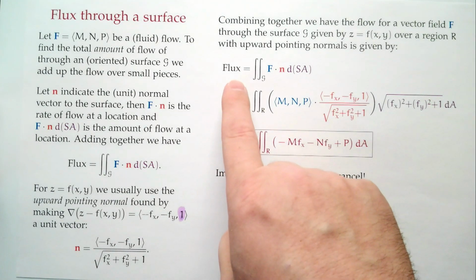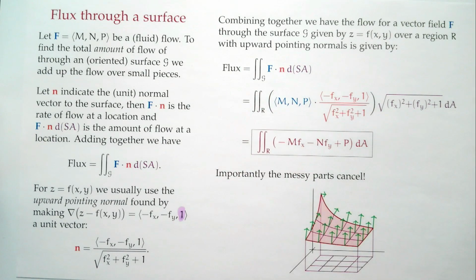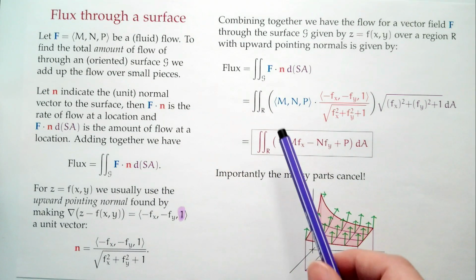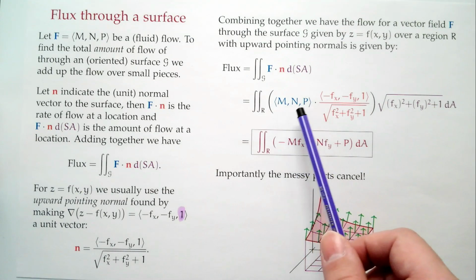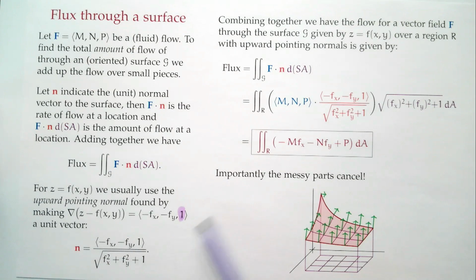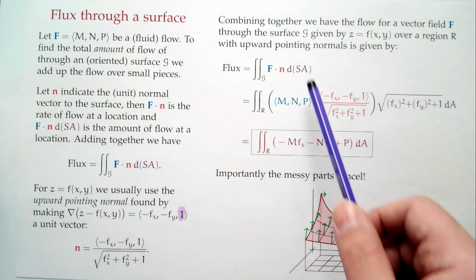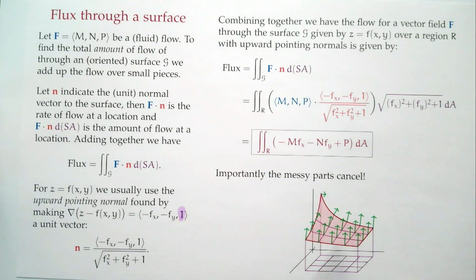We know that the flux is the integral on our surface of F dot n dS. It's right there, we just copied it. And we know how to compute F dot n because F is a vector valued function. It usually has 3 components, M, N, P. We're going to dot it with our vector n, which we copy from here, and our dS, which we computed before. That's the square root of f sub x squared plus f sub y squared plus 1 dA.